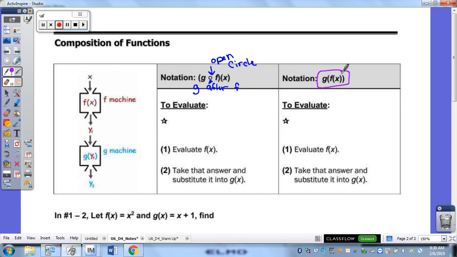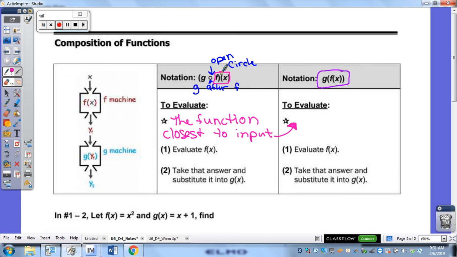So, to evaluate, you always start with the function closest to the input. So the input value could be an x. The input value could be a number. It could be asking you to change a letter around. I'm going to do the same thing over there for the other one. You're always going to evaluate the function closest to the input first. So here in this example, in this notation, our input there is the x.